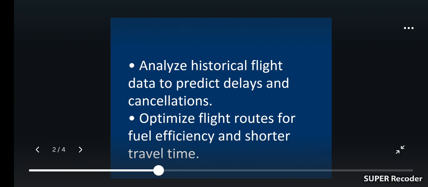It looks at the previous data of flights which have come and gone to predict delays, how the delays happen, and why the cancellations happen. It predicts. Optimize flight routes for fuel efficiency and shorter travel time. So it sees what's the best route for traveling, from where it goes, what's the time, the weather and all, through which they can save time and fuel.